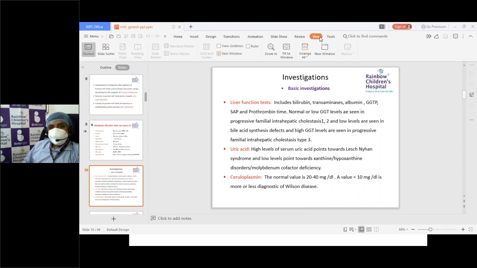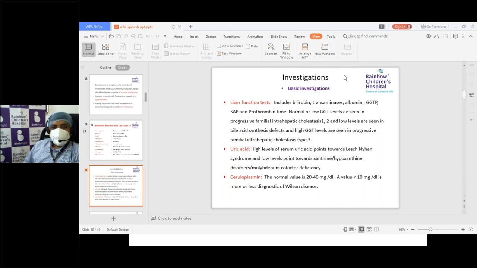Look for the presence of GGTP. Most small laboratories don't include GGTP levels as a part of the liver function test. In fact, GGTP plays a very important role, and it gives a lot of clues, especially when we are dealing with a cholestatic disorder.